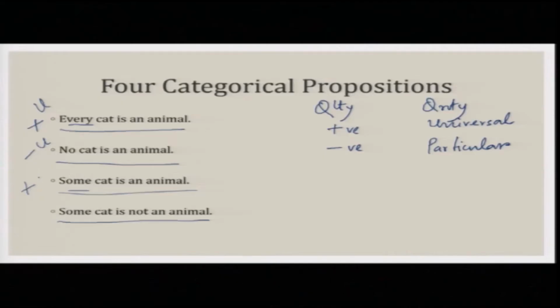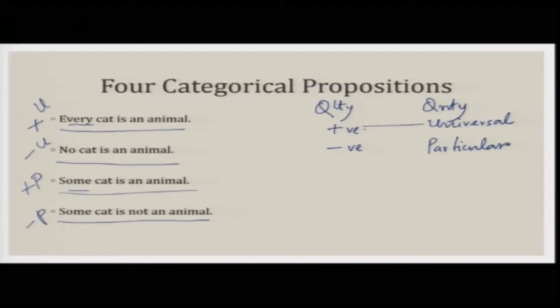So here the quantity is particular, not universal. Similarly, here I am picking out some cats, not all cats, and I am making a negative statement. Since there are two parameters, quality and quantity, and two values in each, we can have just 4 varieties. I can combine these two, or these two, or these two, or these two. That gives me just 4 categorical propositions, nothing else. All other propositions will be combinations of these 4.